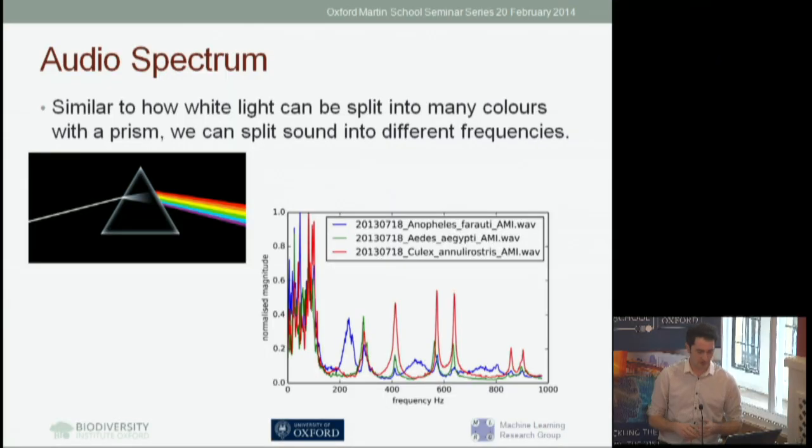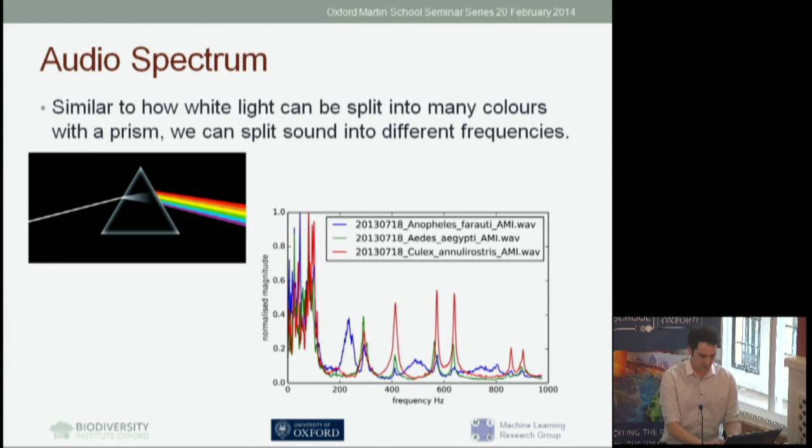And we'll do that with a Fourier transform to look at the instantaneous signal. And I've used Pink Floyd's prism here to show how, similar to how white light we can split into many colors, we can split an audio recording into the frequencies. And so in the bottom right, we've got the frequencies of those three clips that I played you.